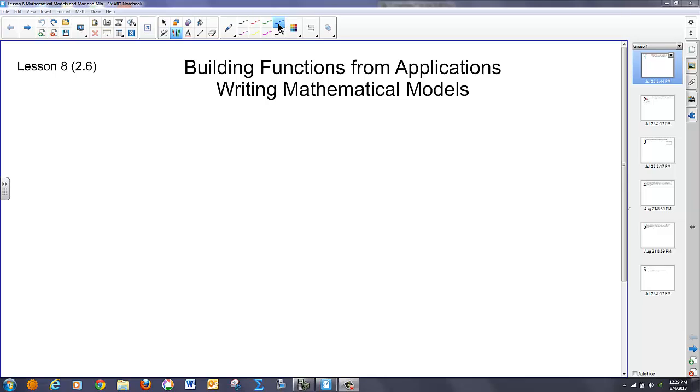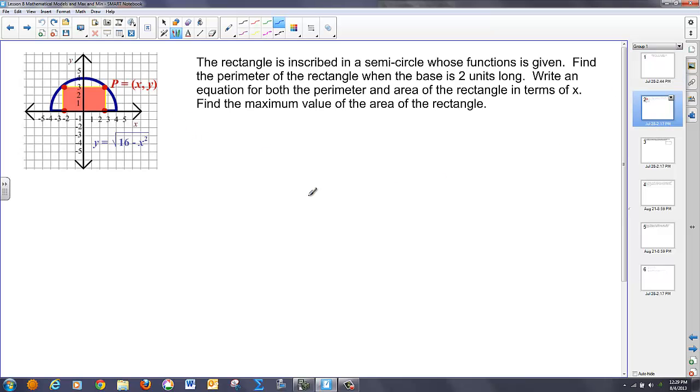So today's probably the most complicated lecture of the year to this point. I'm going to talk about building functions from applications and writing mathematical models. In other words, writing equations from word problems. So let's jump right in.